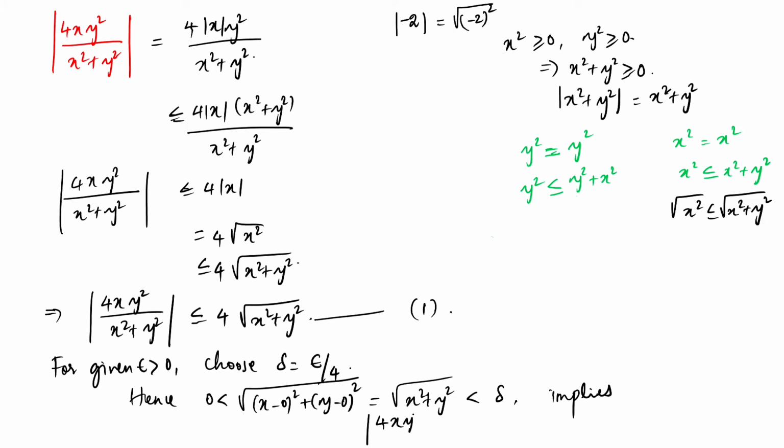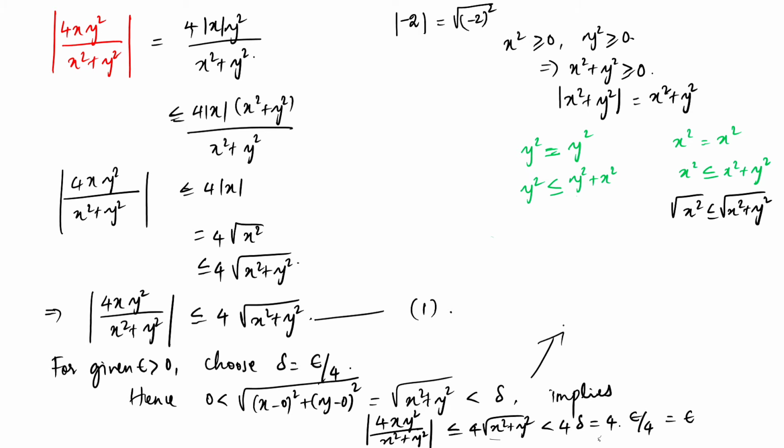absolute of 4xy squared upon x squared plus y squared, which is smaller than or equal to 4 times under root x squared plus y squared. This is less than delta, right? So this is less than 4 delta, which is 4 times epsilon upon 4, which is delta, sorry, epsilon. So what we have proved is, absolute of 4xy squared upon x squared plus y squared is less than epsilon.